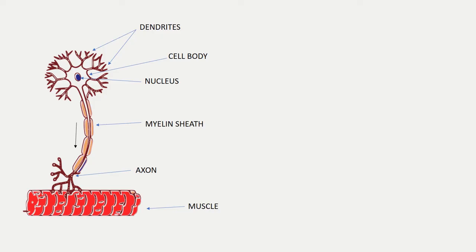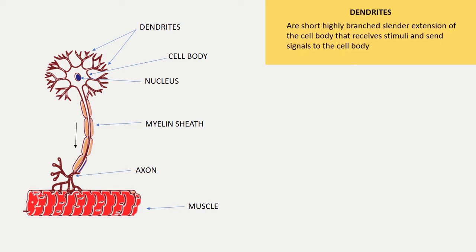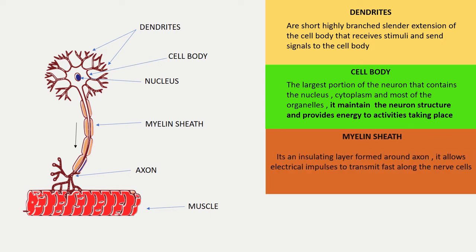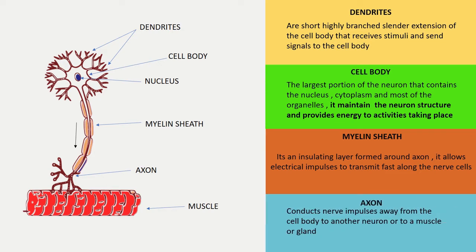Structure of the neuron. Dendrites are short, highly branched, slender extensions of the cell body that receive stimuli and send signals to the cell body. Cell body: the largest portion of the neuron that contains the nucleus, cytoplasm and most of the organelles. It maintains the neuron structure and provides energy to activities taking place. Myelin sheath: an insulating layer formed around the axon. It allows electrical impulses to transmit fast along the nerve cells. Axon conducts nerve impulses away from the cell body to another neuron or to a muscle or gland.